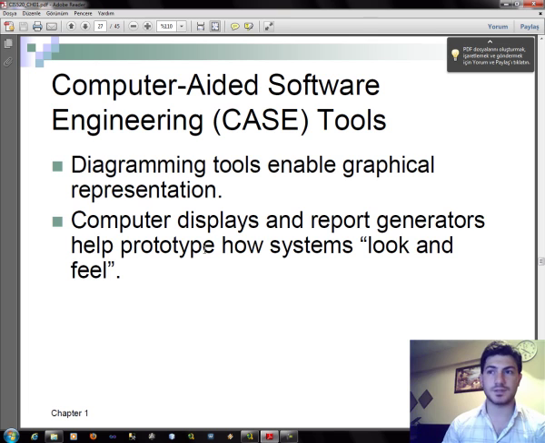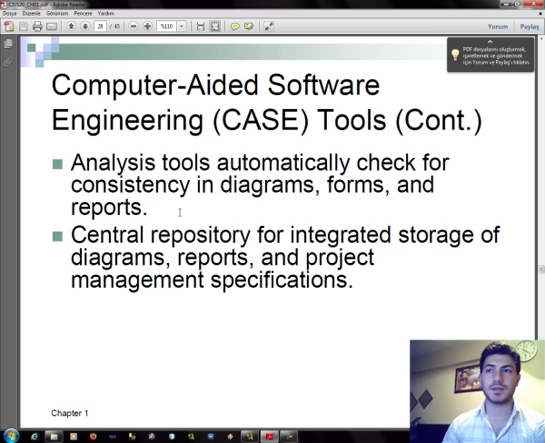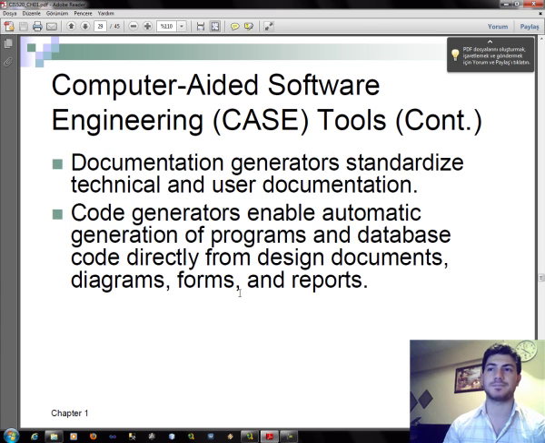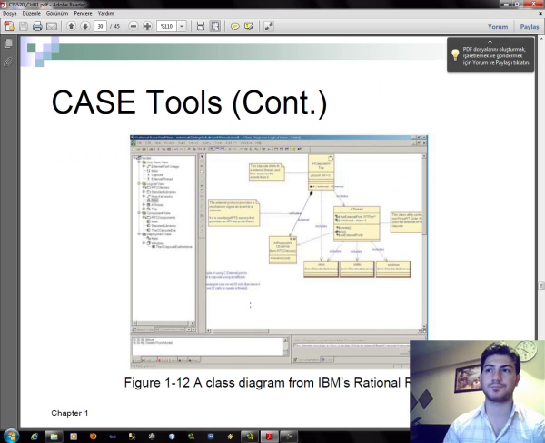Now, computer-aided software engineering tools. Diagramming tools enable graphical representation. Computer displays and report generators help prototype how systems look and feel. Analysis tools automatically check for consistency in diagrams, forms, and reports. A central repository provides integrated storage of diagrams, reports, and project management specifications. Documentation generators standardize technical and user documentation.